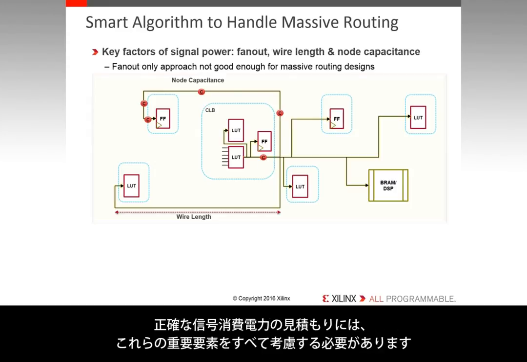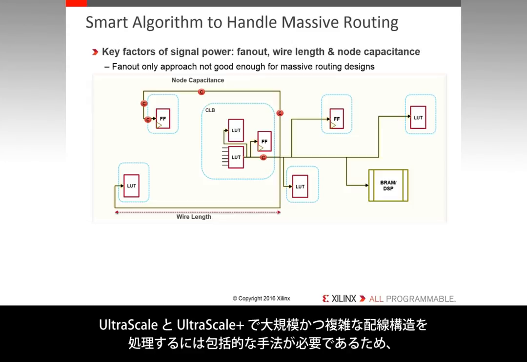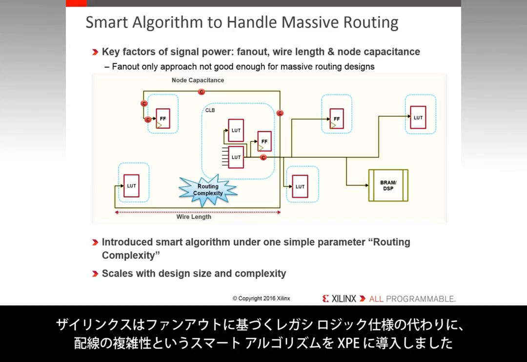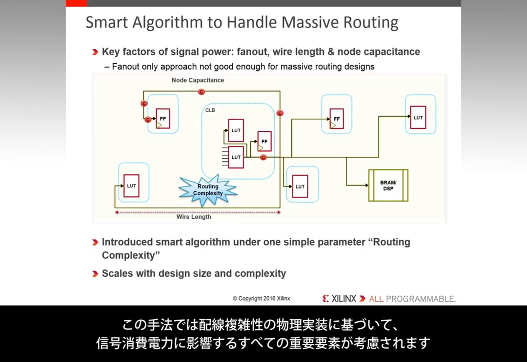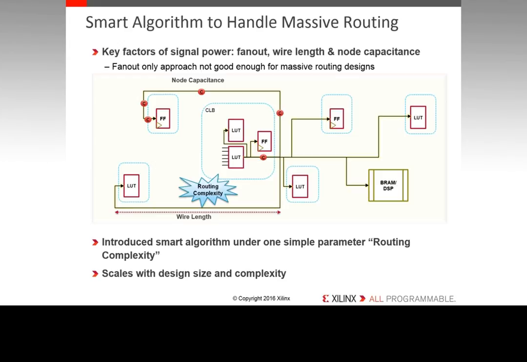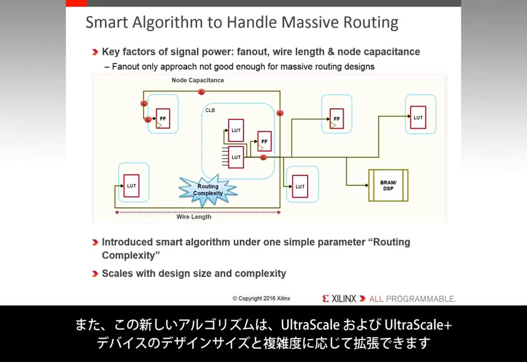So we need to consider all these key factors to accurately estimate the signal power. We realized that we really need a holistic approach to handle heavier and complex routing structures in UltraScale and UltraScale Plus. We introduced a smart algorithm called routing complexity in XPE by replacing legacy fan-out based logic specification. All the key factors influencing signal power are nicely wrapped in this approach based on physical implementation of routing complexity. More importantly, this new algorithm scales with the design size and complexity level in both UltraScale and UltraScale Plus devices.